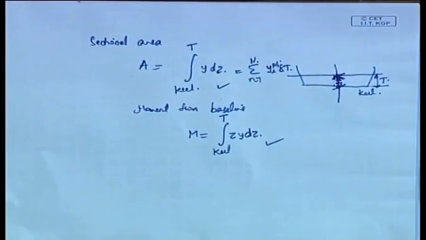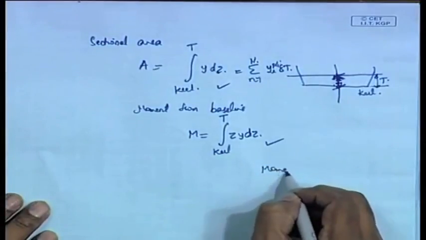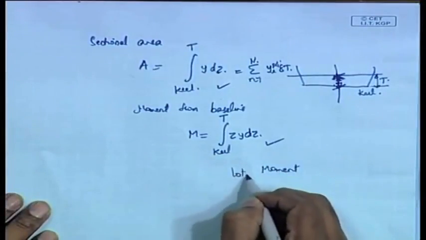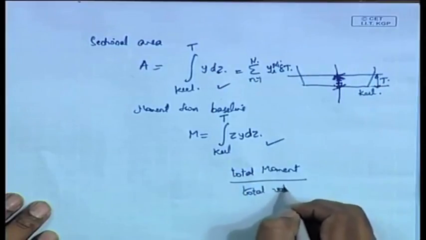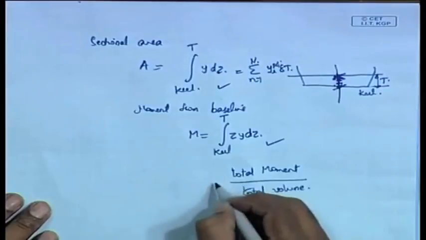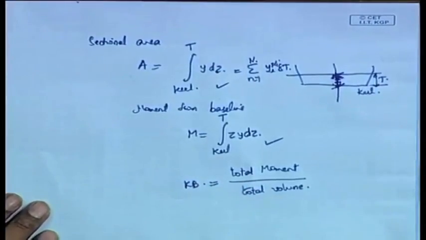And if I divide the total moment with the total volume, what will I get? The total moment divided by the total volume will give me the KB. KB is the vertical position of the center of buoyancy. KB is the total moment by total volume.